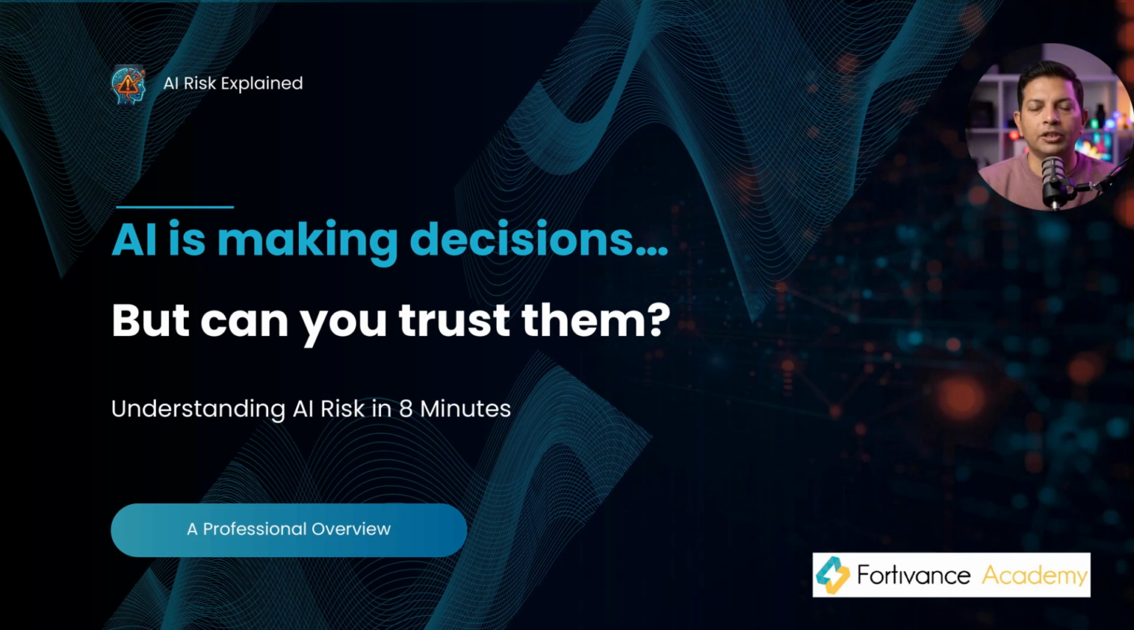AI is no longer just a tool, it's actively making decisions that impact people's lives. From hiring candidates to approving loans and even supporting medical diagnoses, AI is everywhere. But here's the real concern: can you actually trust these decisions? What if the AI is biased, or worse, making decisions you can't even explain? In many organizations, AI is being deployed faster than the risks are understood, and that's where things start to break.